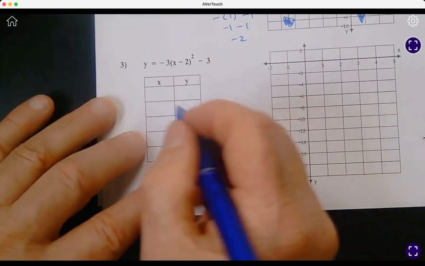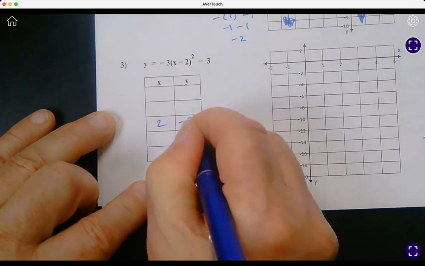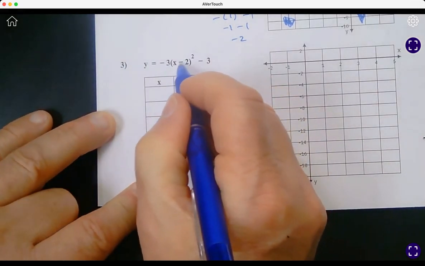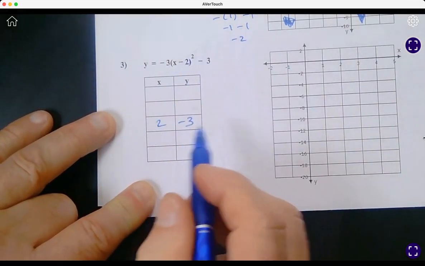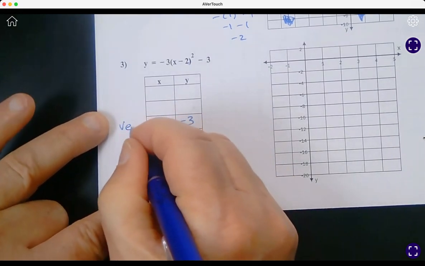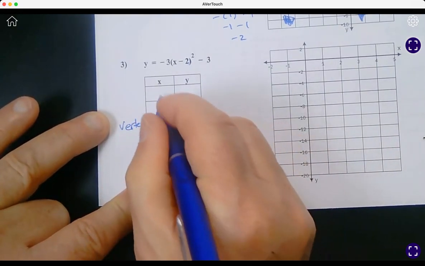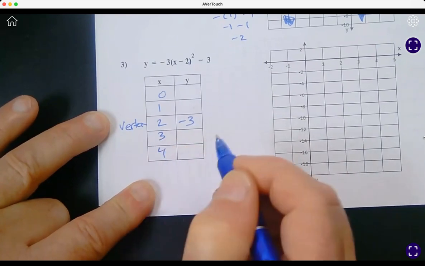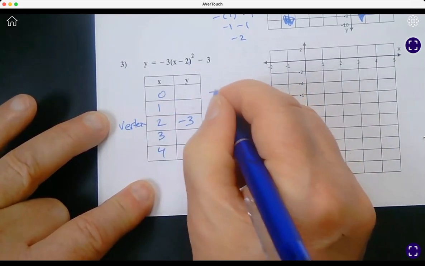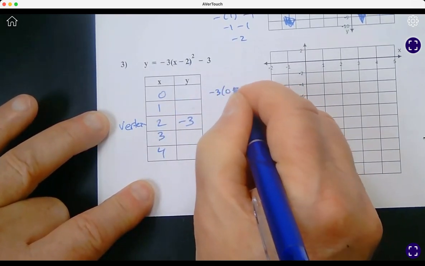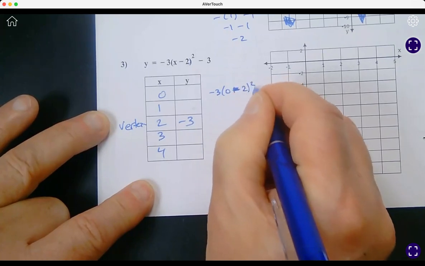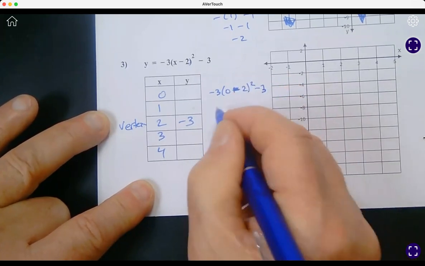All right, 2 comma negative 3. Remember, the h is always the opposite of that, right? So the opposite of negative 2 is positive 2. And the vertex always goes in the middle of your table. I'm going to put in 0 because I like it. It's easy, right? That's why we like the number 0. It's easy to substitute in and simplify.